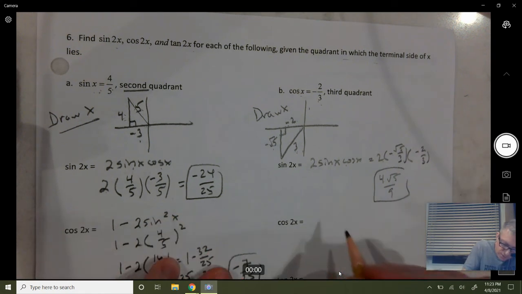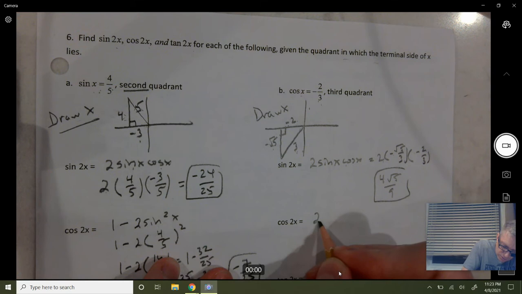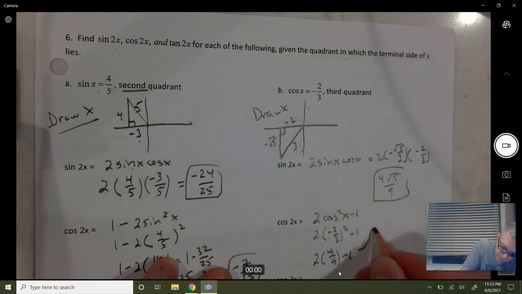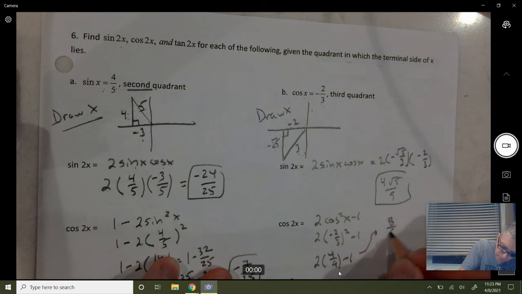Okay, cosine of 2x, let's use a different one this time. Let's do 2 cosine squared x minus 1. So 2 times cosine x, which is negative 2/3, we'll square it, minus 1. 2 times 4 over 9 minus 1. That's going to be 8 over 9 minus 1, or 9 over 9. We get negative 1 over 9.